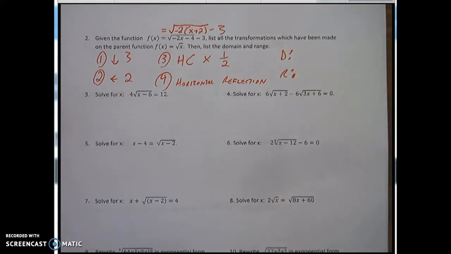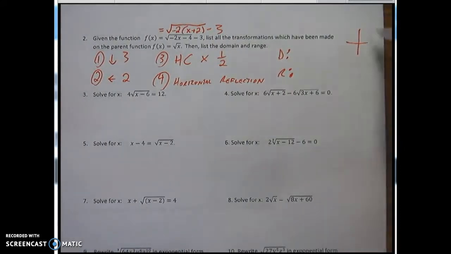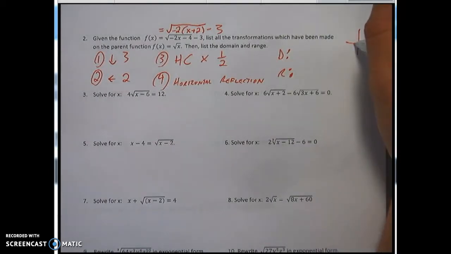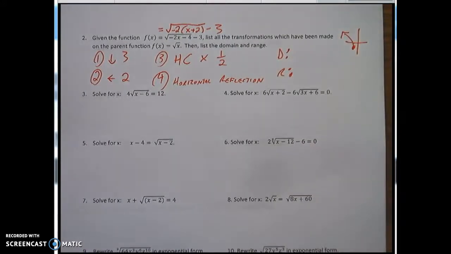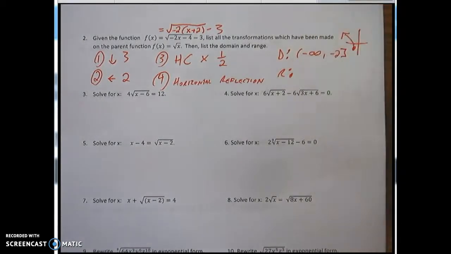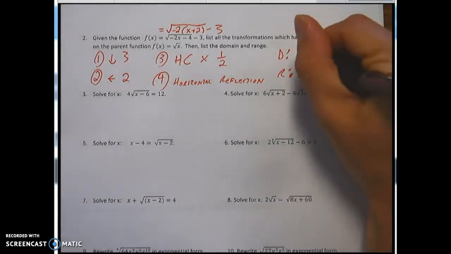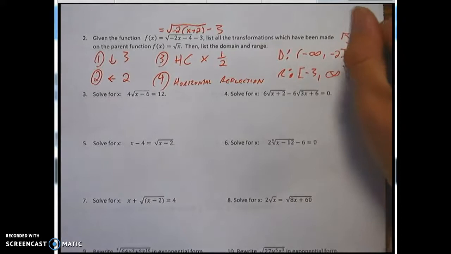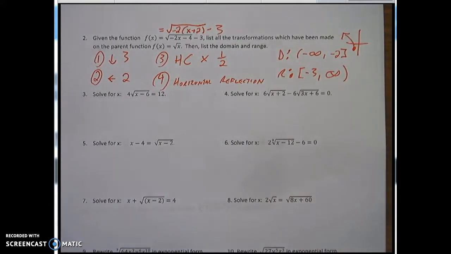But you also need to realize that it's a horizontal reflection. So this thing kind of looks like this. If we go left 2 and down 3 and reflect it horizontally, if you were to graph this on the calculator, it would look like that. So the domain's from negative infinity to negative 2. So I'm going to write that real quick. Negative infinity to negative 2. And the range is that's down 3, so that'll be from negative 3 to positive infinity. Negative 3, positive infinity. And that's how you do number 2 there.